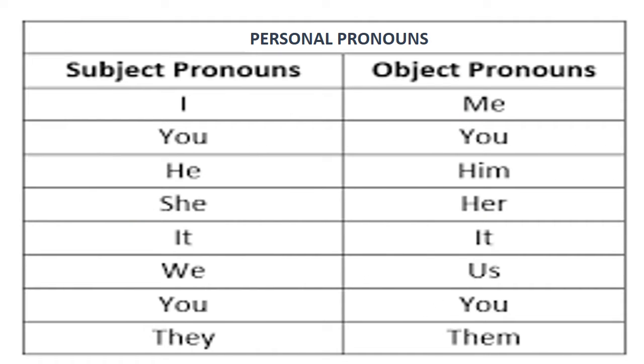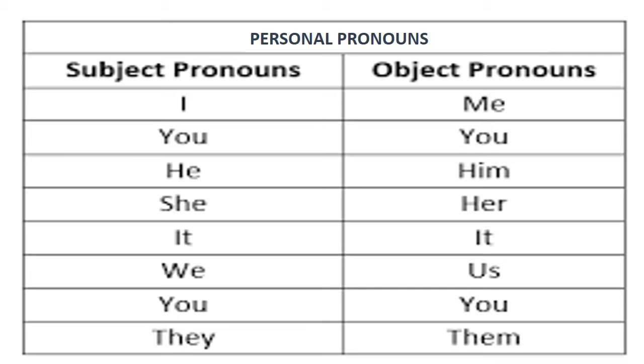In personal pronouns, as a subject, we have I, which is the first person, you as a second person, he, she, it as a third person in singular form. And when we talk about we, it's the first person in the plural form, you again the second person in the plural form, and they third person in the plural form.